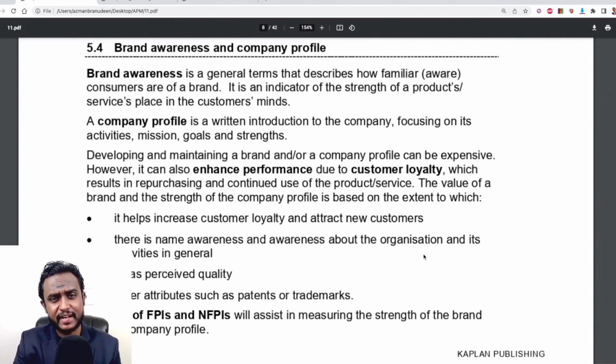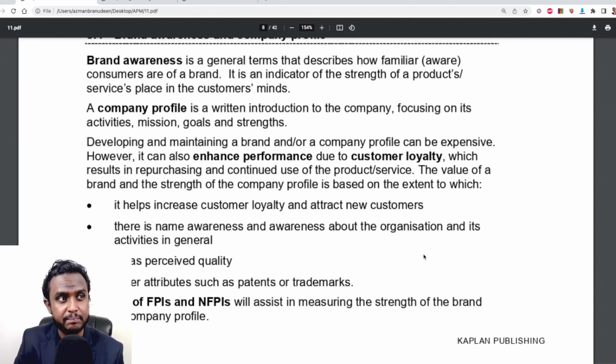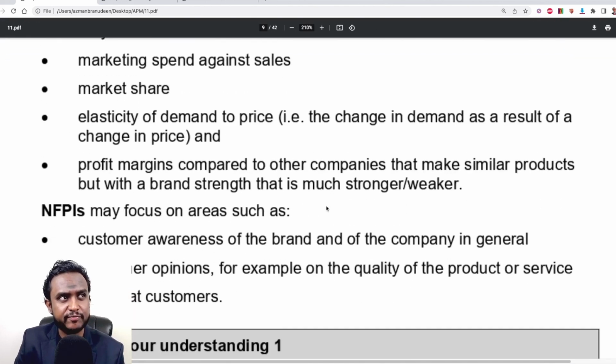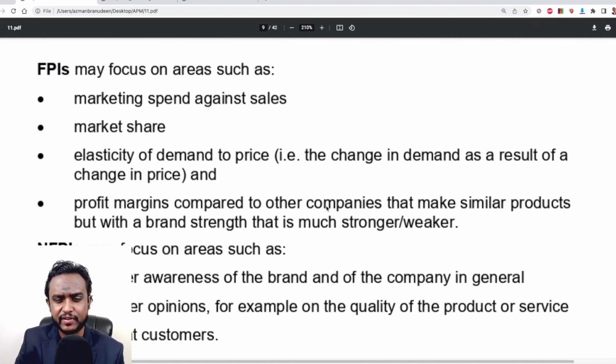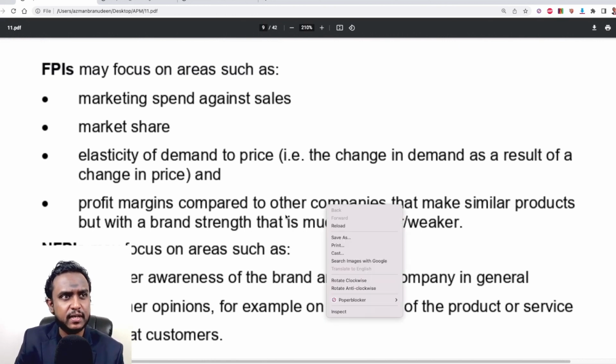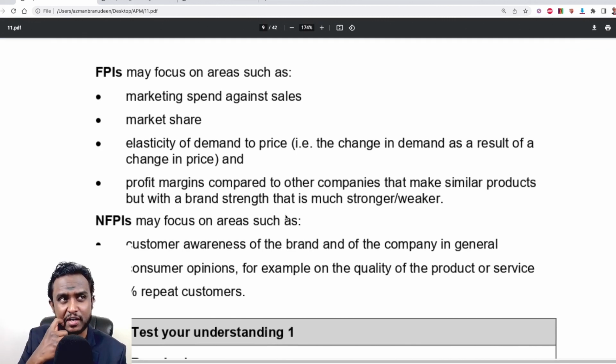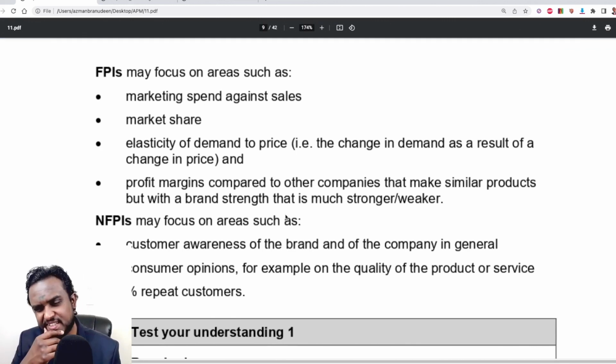Because if you take something like Apple, which is one of the companies in the world that commands the highest amount of customer loyalty, as you can see, brand awareness and corporate profile are big, important matters. So in this context, you can use FPIs, of course, any FPIs that give a wider, overall picture, like marketing spend against sales, market share, elasticity of demand to price, and profit margins, right? Generally, anything relevant. But non-financial: customer awareness of the brand and of the company in general.